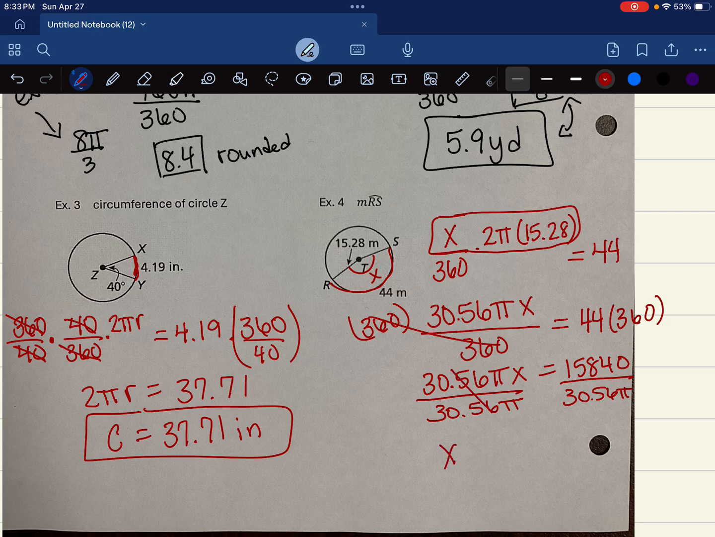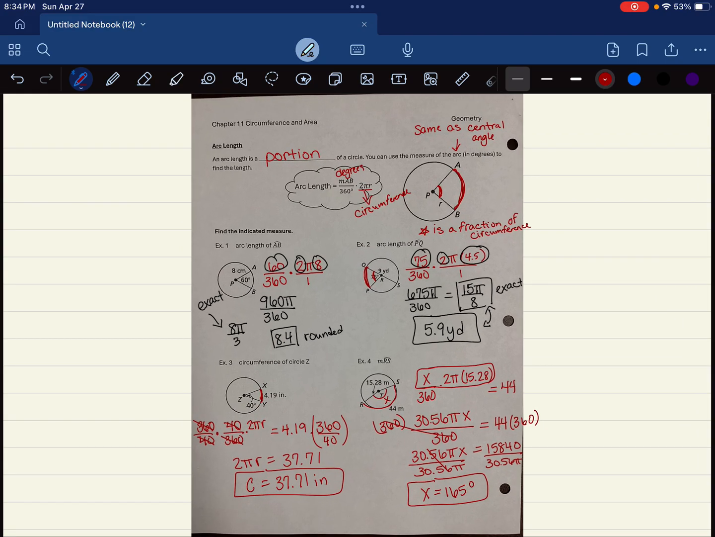Now, just as a reminder, when you type in your calculator, I would do 15,840 divided by parentheses 30.56 pi to lead you to your right answer. And since it's degrees, we're going to round to the nearest whole number, 165 degrees. Okay, so just be careful as you go through those. You can use your notes to help you.